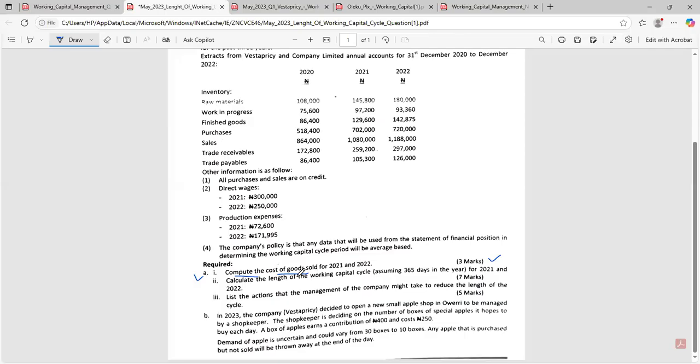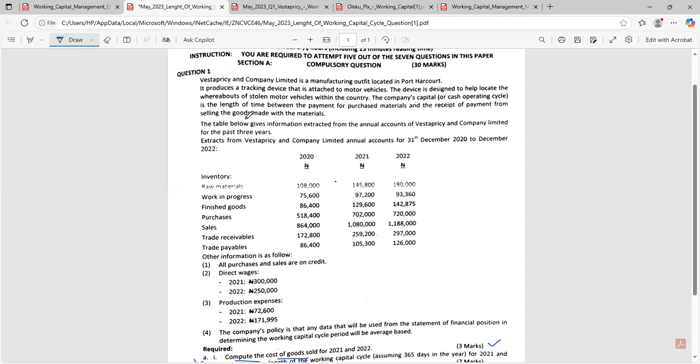Now, how do you calculate cost of goods sold? If you want to calculate your cost of goods sold, just remember the way you do it in your exam, in your profit and loss account. The way you usually calculate your cost of goods sold in your profit and loss account, that's the same way you're going to calculate it in this question. So let's go and read the question.